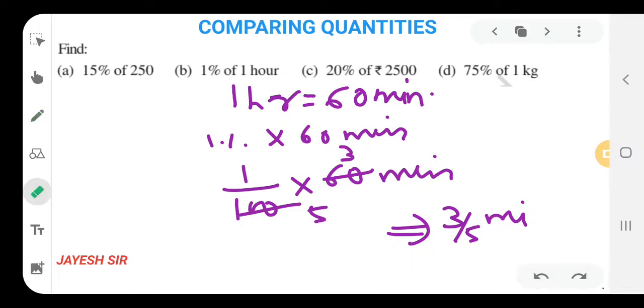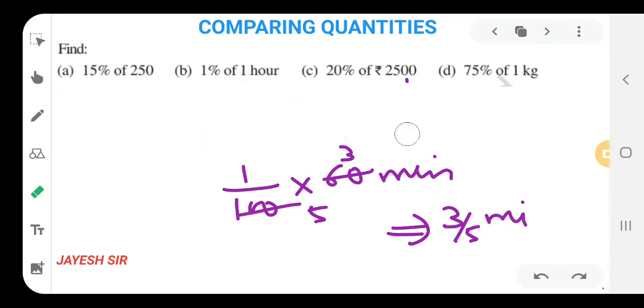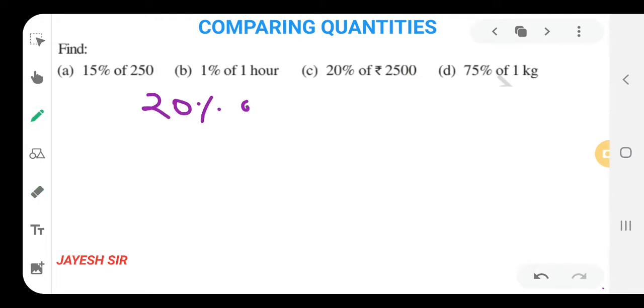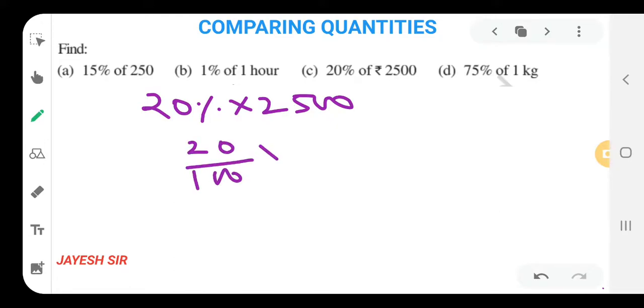Let us begin with the C type and see what is there. 20% of 2500. 20% of 2500. So 20% of means we are going to replace it by the multiplication sign. So as it is now, to remove the percentage sign, I have informed that we have to divide by 100. I am doing it like that.